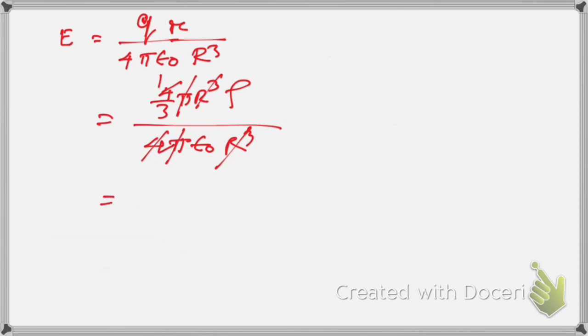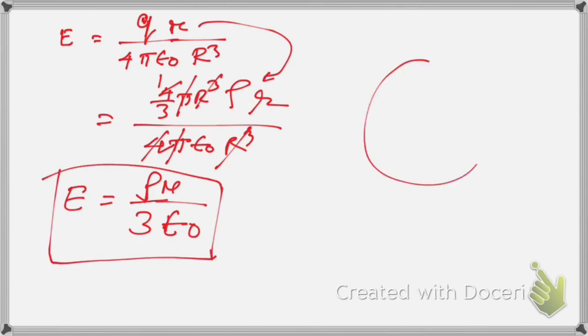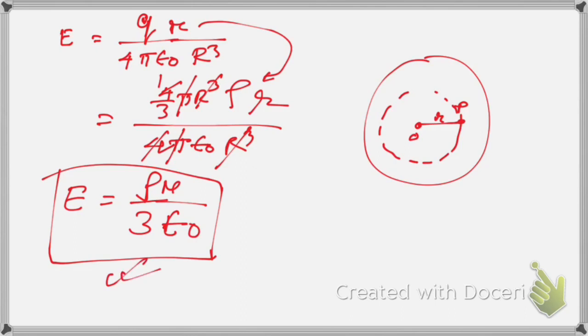So we have got, I have missed this small r here, right? 1 by 3, sorry, let me write rho r by 3 epsilon naught. So this is the electric field at a point which is inside the sphere. This is the sphere, and this is the point P, which is at a distance of a small r from the center, and the Gaussian surface is drawn through this point. So hope you have understood. This is the expression for a point inside the sphere, right?